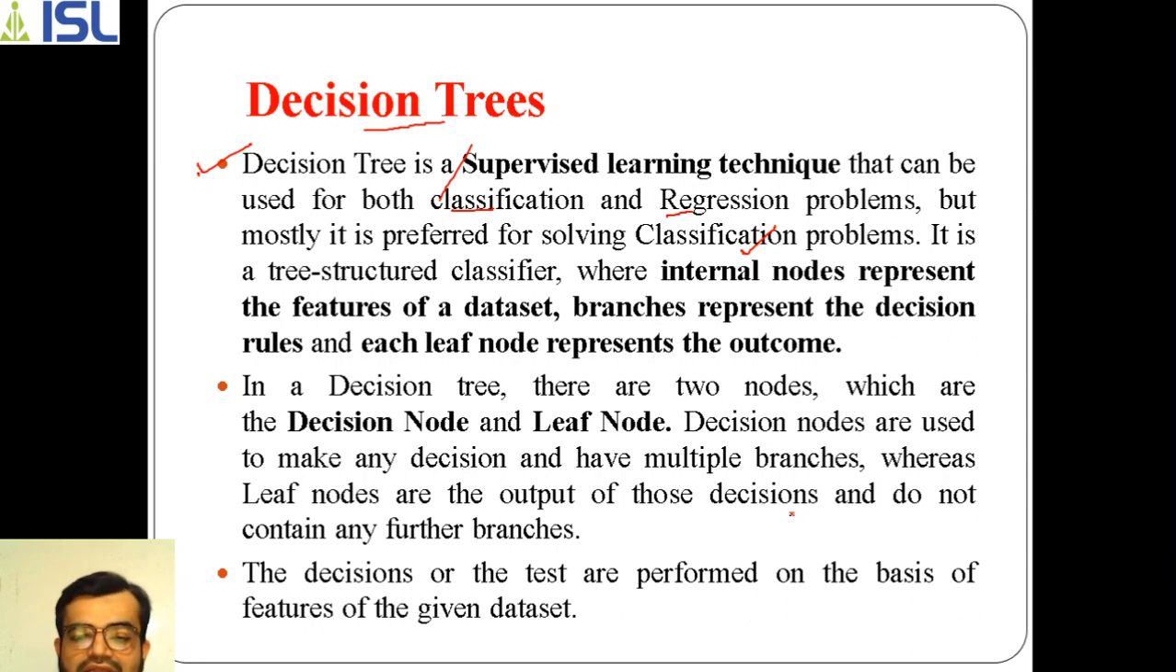See here, the input of this decision tree is a data set. A data set is a collection of information. Using that data set you need to generate a decision tree. That decision tree will be built by taking the decision nodes. These decision nodes are very important, and they are used for making decisions, and you have multiple branches. The leaf nodes are actually the output.